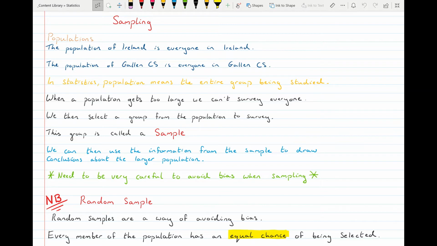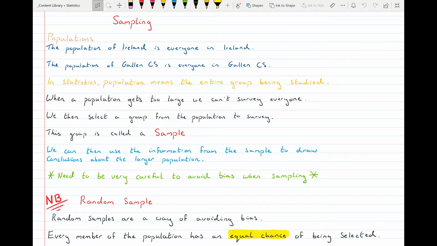Sometimes when the population is too big, it can be very difficult to survey everyone. If we were doing a survey of everyone in Ireland, it would be quite expensive. Now they do it with a census, but only the government can manage to actually get to everyone. So what we do instead is we select a group from the population to survey, and that's called a sample. We can then use the information from the sample to draw conclusions about the population.